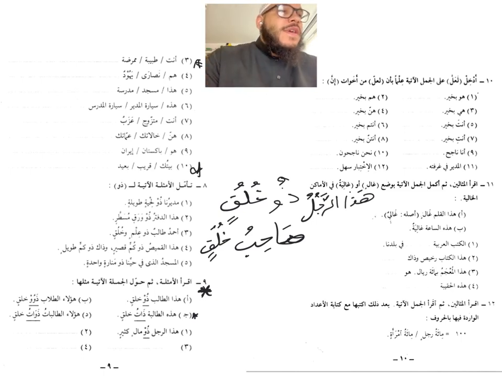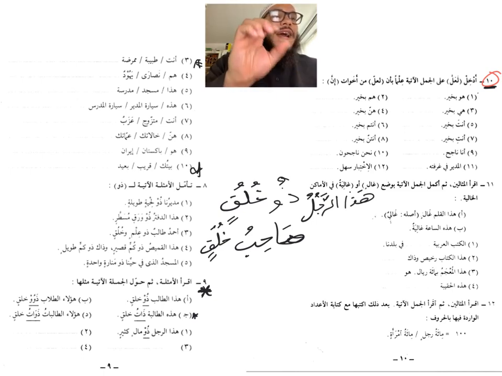Then it says, number 10. Number 10 over here. أدخل لعل على الجمل الآتية علما بأن لعل من أخوات إن. So enter لعل upon the following sentences whilst being aware that لعل is from the sisters of إن. Okay. Then it mentioned.